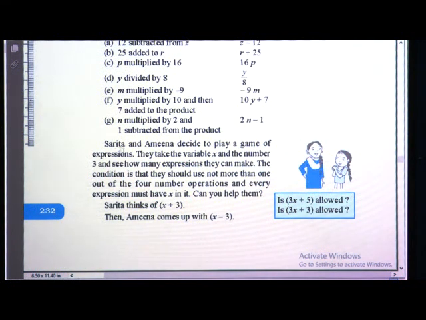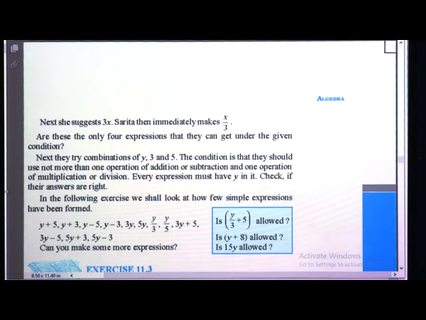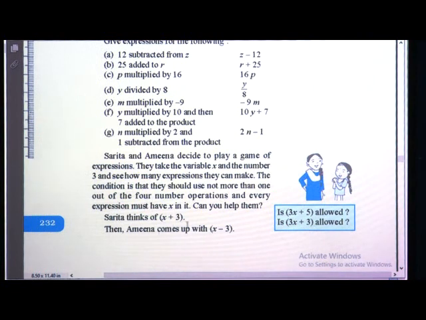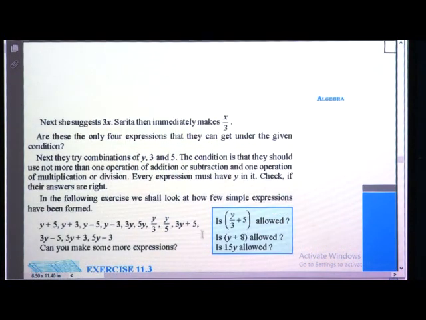Okay. So, Sarita and Amina decide to play a game of expressions. They take the variable x and the number 3. So, how many different expressions can be made? Many different expressions can be made. For example, we have seen here x plus 3, x minus 3, 3x. In this way we can prepare the expressions.